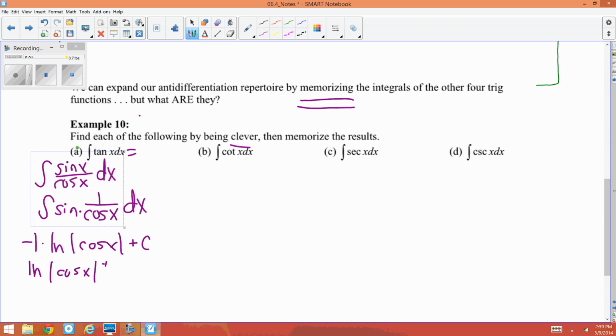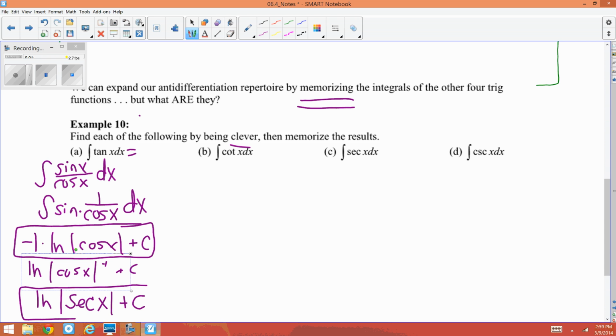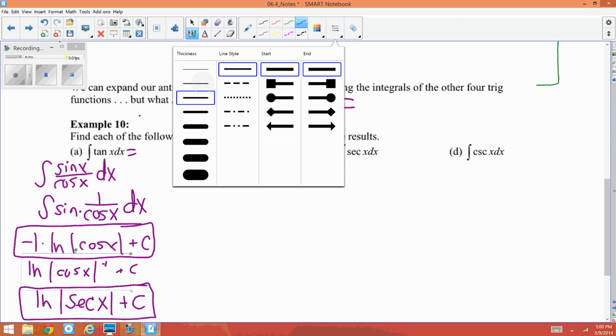Now, another way to write that using your rules of logs, right? I could put that up there, and then I could also flip the inside. All right, so that would be 1 over cosine on the inside, or secant. So you might see this either way. You might see it this way, or you might see it this way. Okay, either way, and you can use either form.